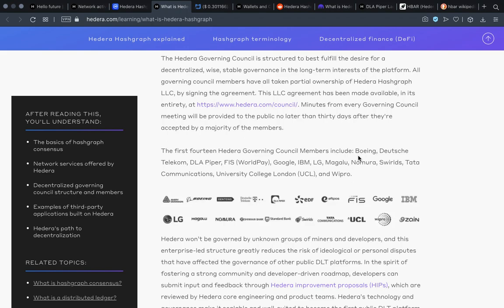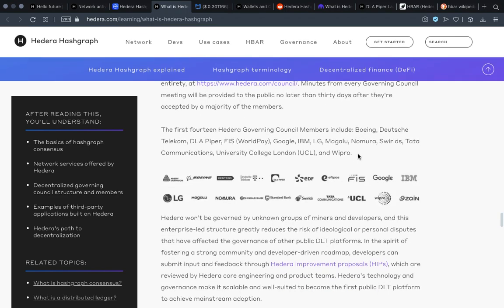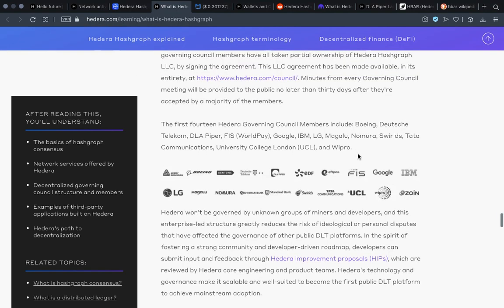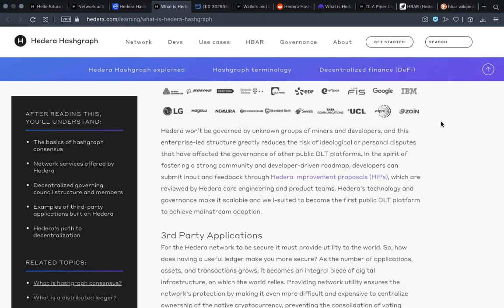The first 14 Hedera Governing Council members include Boeing, Deutsche Telekom, DLA Piper, FIS WorldPay, Google, IBM, LG, Magalu, Nomura, Swirlds, Tata Communications, the University College London, and Wipro. Hedera won't be governed by unknown groups of miners and developers, and this enterprise-led structure greatly reduces the risk of ideology or personal disputes that have affected the governance of other public DLT platforms.